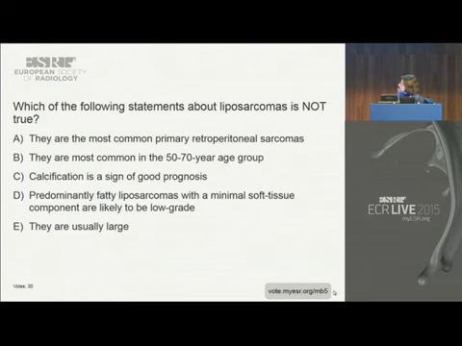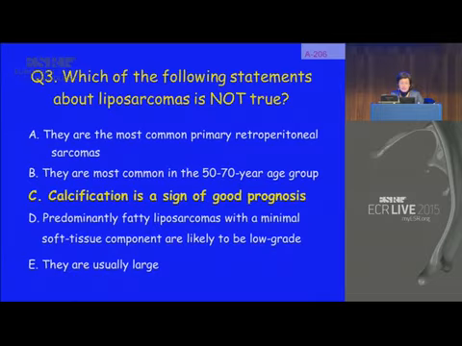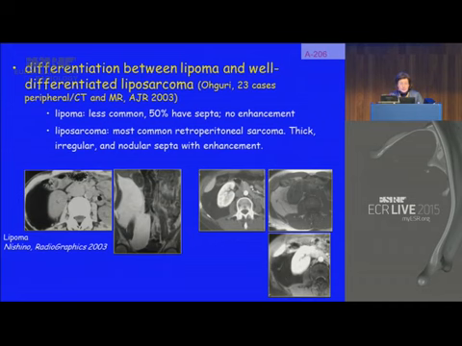Well, maybe we could have the results. Well, you're right. The majority of you are right. The right answer is C. Calcification is not a sign of good prognosis. It's important to differentiate lipomas, which are benign tumors which require only a limited resection, and well-differentiated liposarcomas.